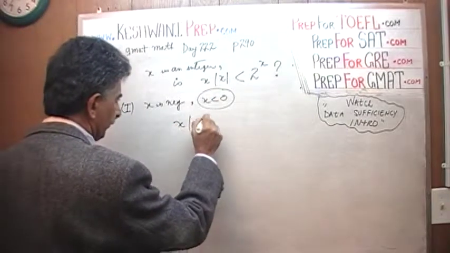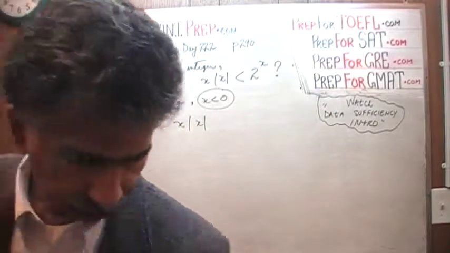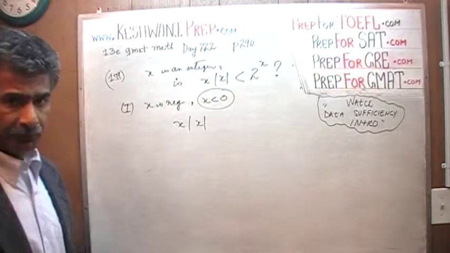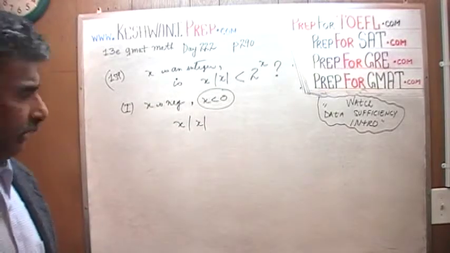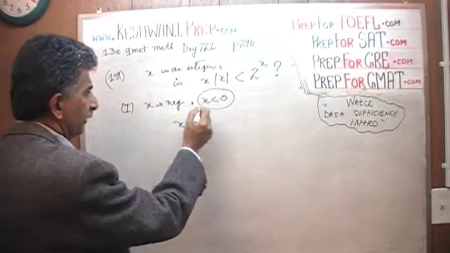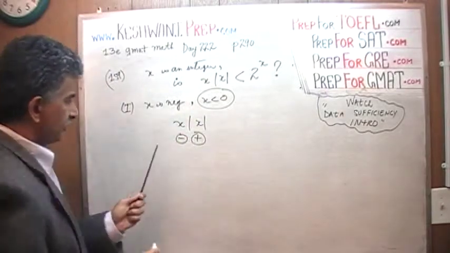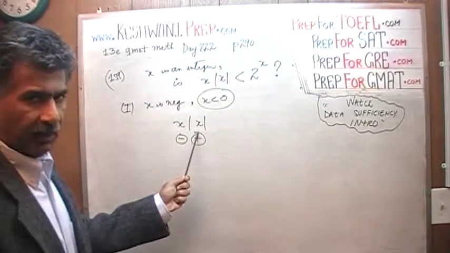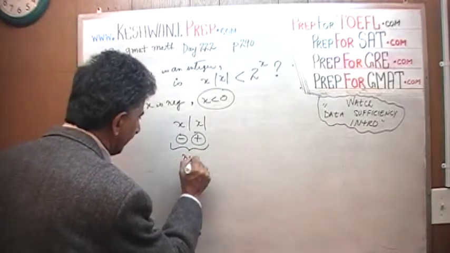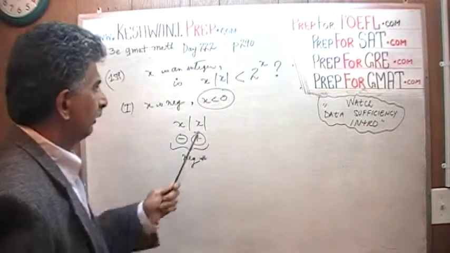X times absolute value of x. Even if x happens to be negative, by the time we take the absolute value, which is the whole point of taking the absolute value, this quantity is going to become positive. And x, we are told, is negative. So this is going to be negative, which means x times absolute value of x is going to be some negative number. What about this guy?